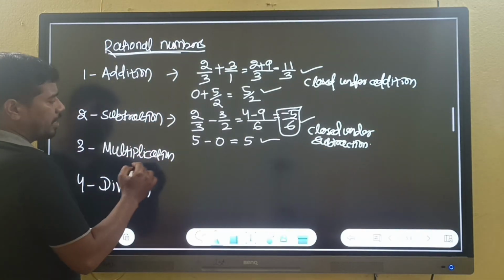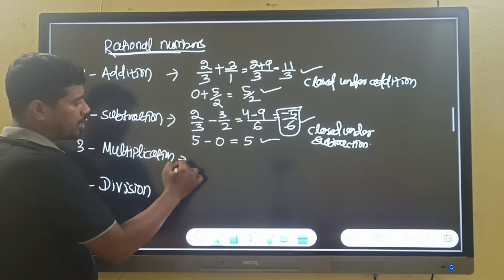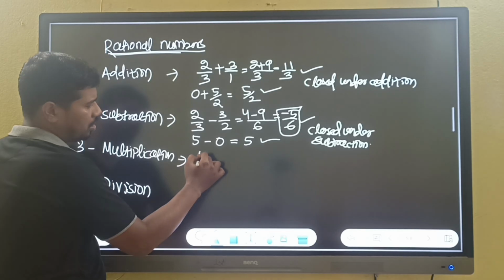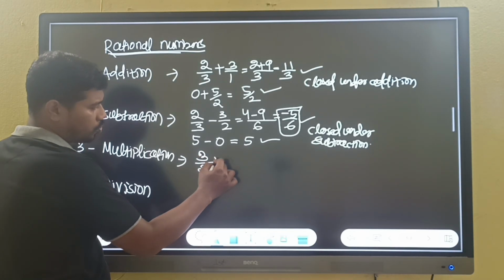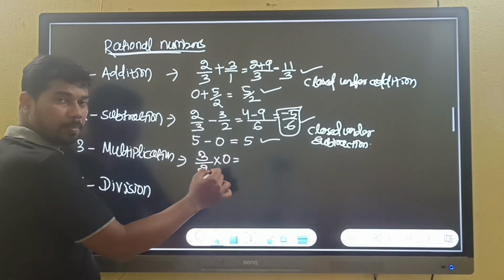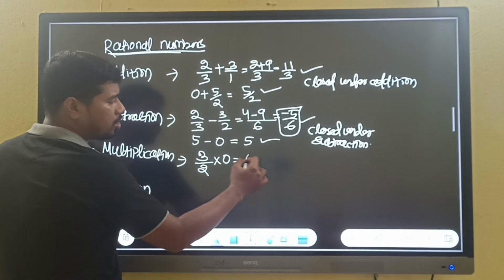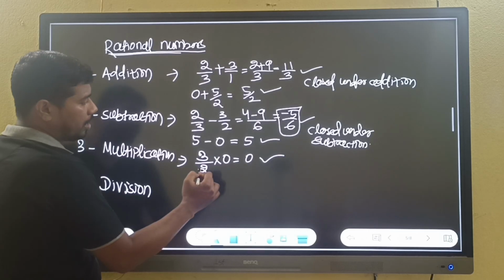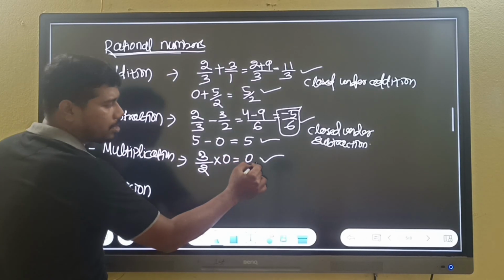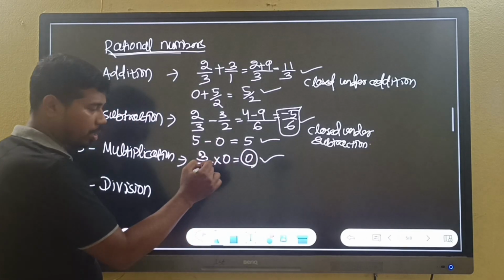Next, third one is multiplication. So let's take one example: 3 divided by 2 multiplied by 0. If you multiply, the result is 0. 0 is also an integer, and 0 is also a rational number.